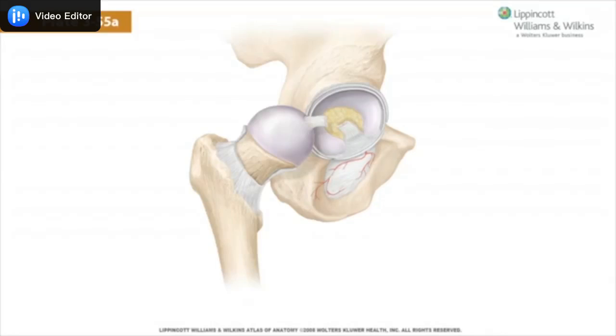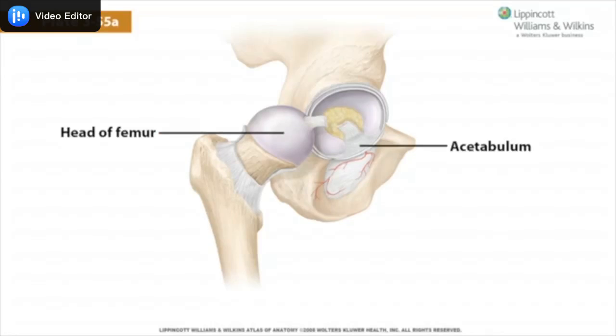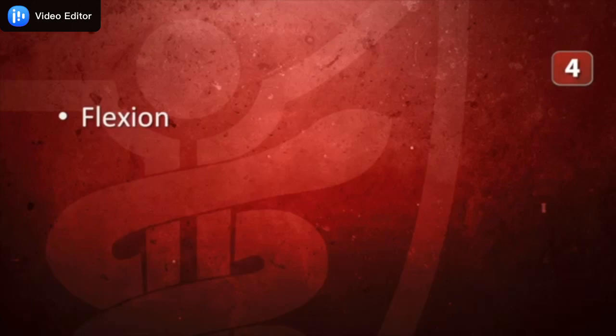The hip joint, an articulation between the head of the femur and the acetabulum of the hip bone, is a very stable synovial, ball and socket joint. It is a multi-axial joint that allows 6 actions. Flexion of the hip joint causes a decrease in the angle between the anterior surface of the thigh and the trunk of the body. Extension increases this angle.